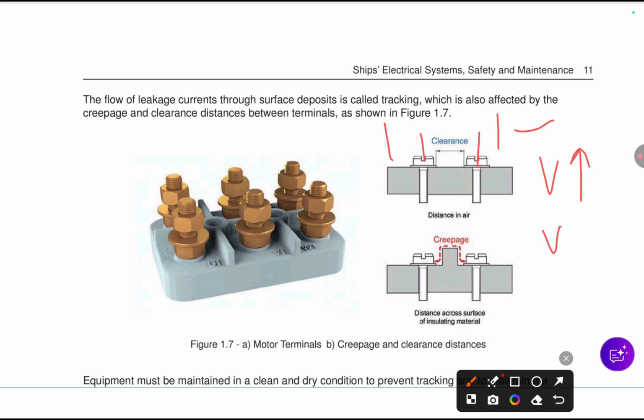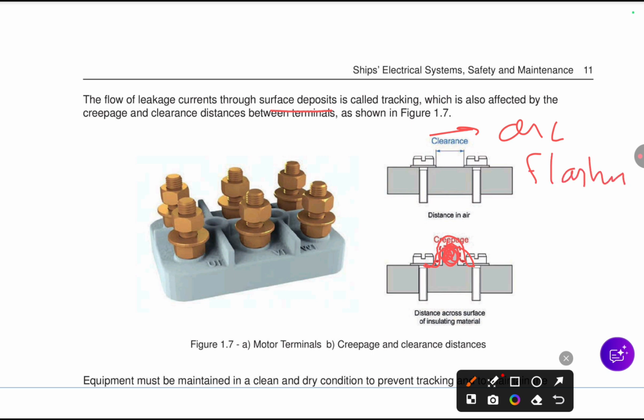So in this way we can check the clearance of that particular equipment, and it does not depend upon any deposit. But in the case of creepage, the current flow from one conductor to the other depends upon surface deposits on that insulation. Let's say some water is on the surface here. The current will flow from here to here and cause a short circuit. Here there is arc flashing through the clearance, and on the lower creepage path it causes a short circuit.